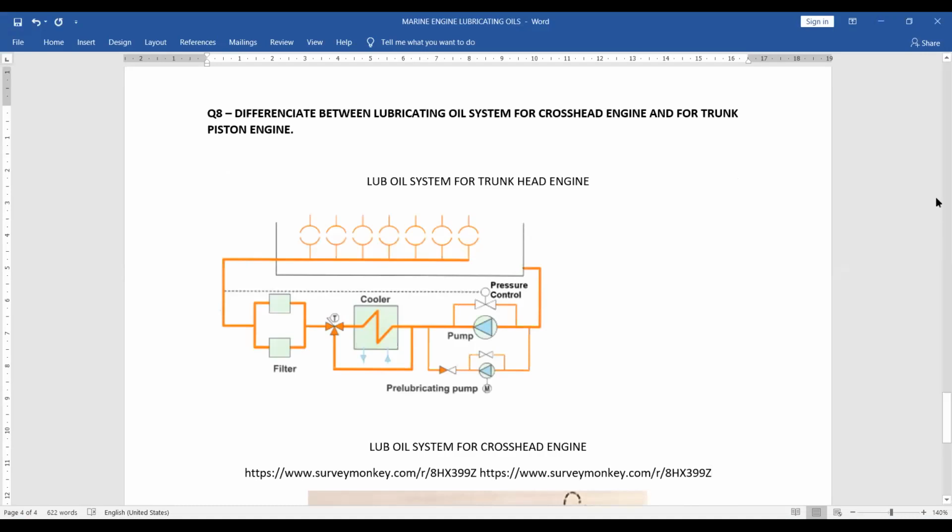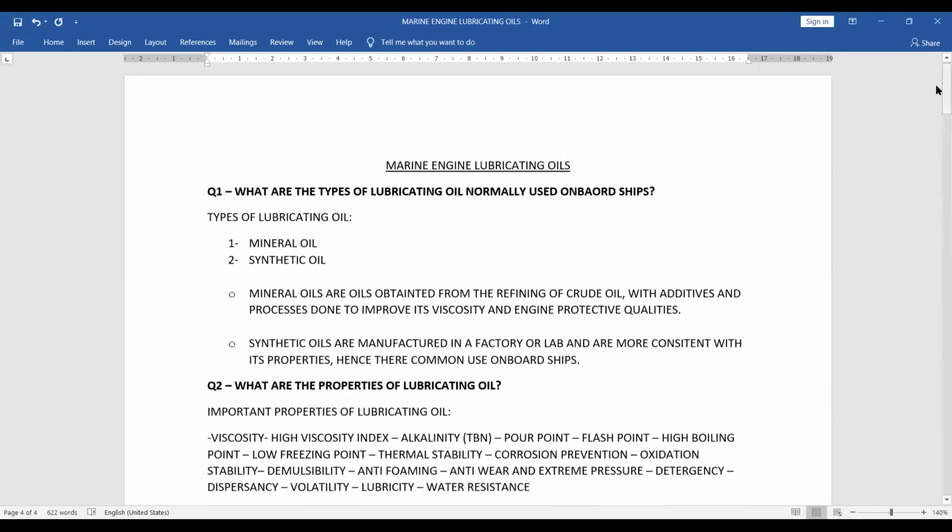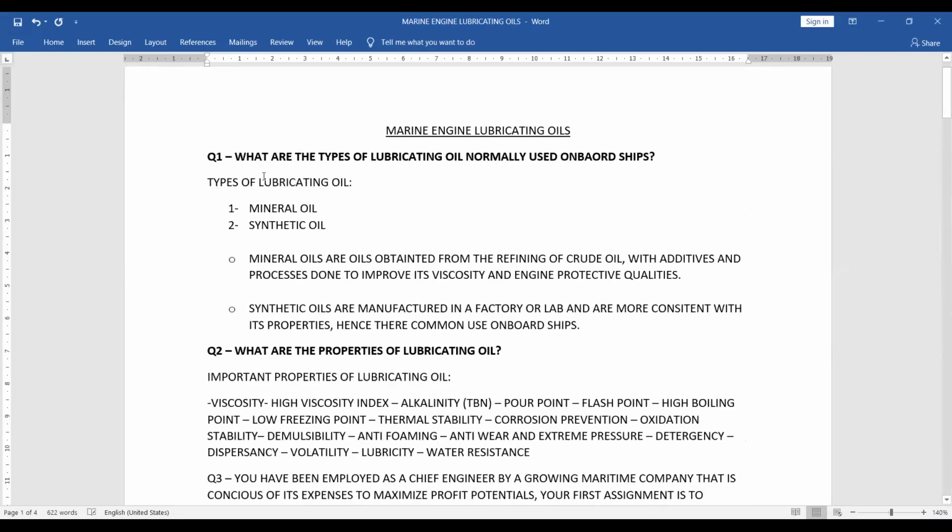These are mineral oils that are treated with additives to mimic a kind of synthetic oil. So it has a better quality than mineral oil, but it's not mineral oil, and it's not synthetic oil. But on board your vessels, most times the type of oil we use is synthetic oil.